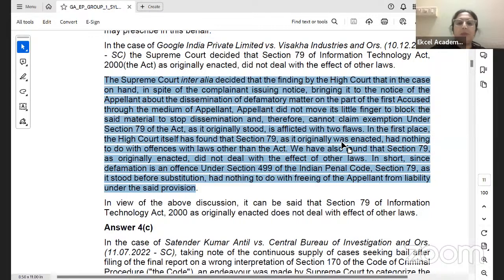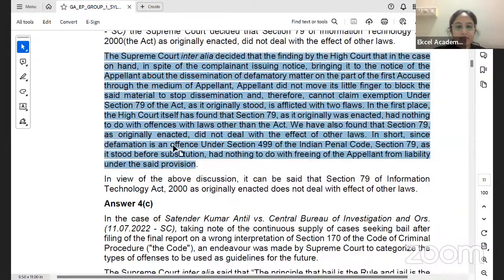So I am telling you, something bad about me is written on your platform. Please take it into consideration and remove that. But they did not do anything. That is wrong. When you come to know, as an intermediary, when you get information or a complaint, you have to be careful. You should take some action against it. You should verify, but you did not do anything. That is a flaw from your side. That is what the Supreme Court tried to tell you. Every time you can't take exemption by citing Section 79. In the first place, the High Court itself has found that Section 79, as originally enacted, had nothing to do with the offences under other laws.